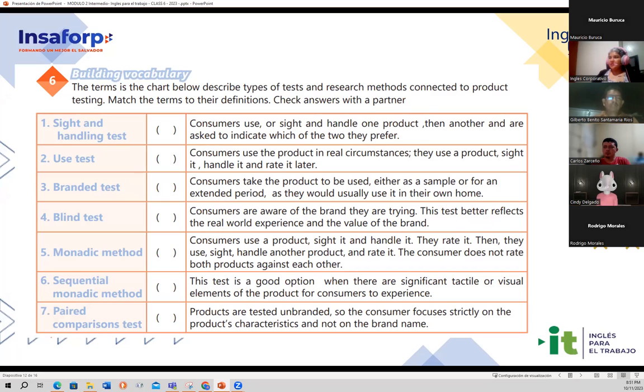The terms in the chart below describe the types of tests and research methods connected to product testing. Now we're going to define the product testing examples. We're going to match all the definitions, okay? We have sight and handling test, use test, branded test, blind test, monadic method, sequential monadic method, and paired comparison test. Try to have an idea about the meaning of each one. I need to make sure that I have the correct ones to avoid what happened last time.